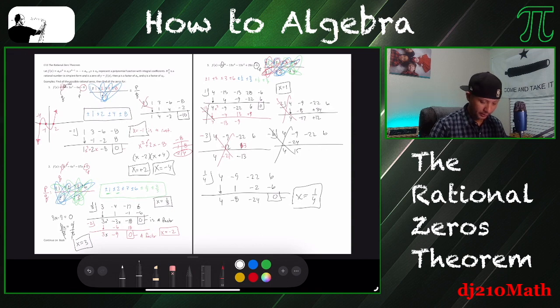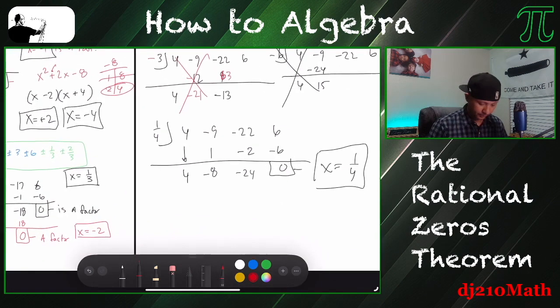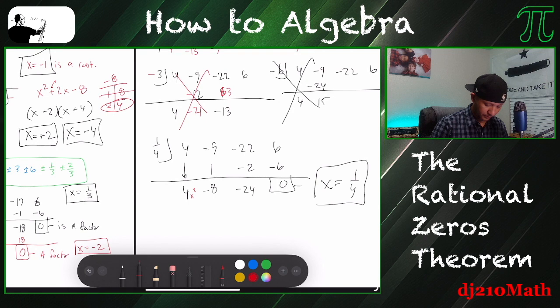Okay, so let's see. X to the 4th, x cubed. So then this is going to be x squared minus 8x minus 24. Okay, so let's think about this for a second. 24 times 4, 96. Multiples of 96 that add up to 8. I feel that's doable. I feel that is doable.